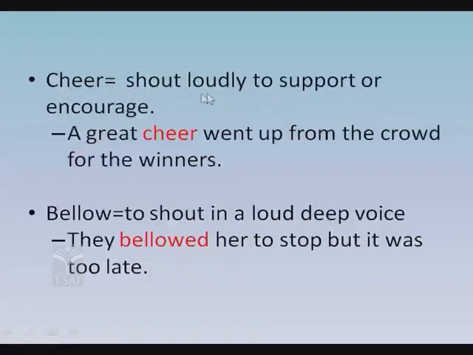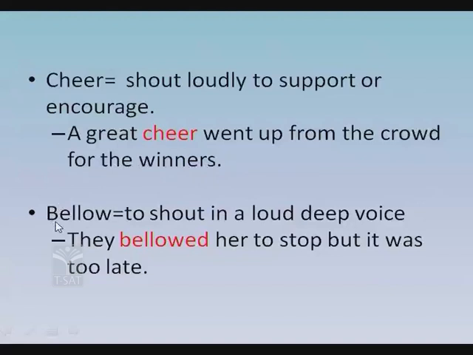Cheer, shout loudly to support or encourage. Here the word cheer is to encourage. So, at the time of joy, and when you want to encourage them also, we keep shouting. A great cheer went up from the crowd for the winners.